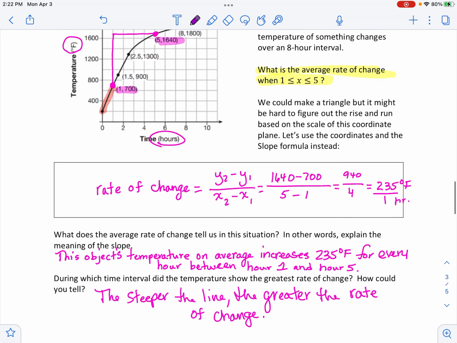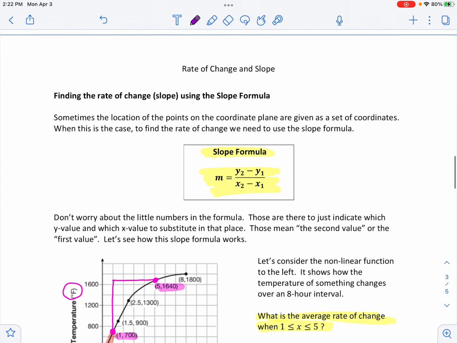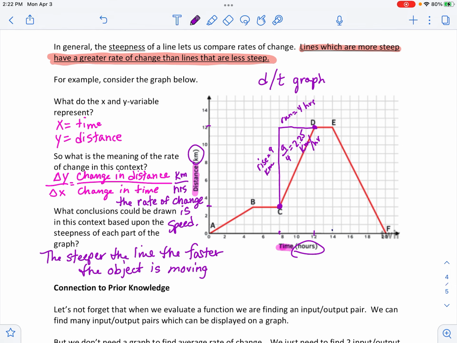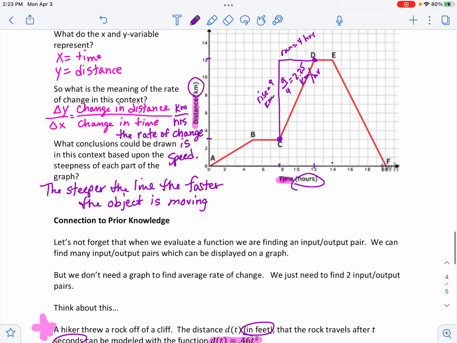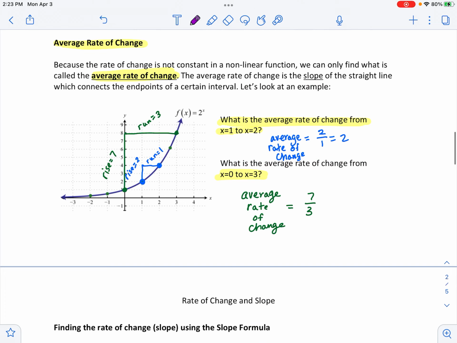So we got a chance to find the average rate of change from nonlinear functions from a graph using the slope formula. We looked at a special graph called a distance time graph and how the slope of each section of a DT graph gives us the speed of an object. And we looked at how to use the equation of a function to find the average rate of change by evaluating that function at the endpoints of its interval. This concludes average rate of change and the lesson notes on average rate of change.